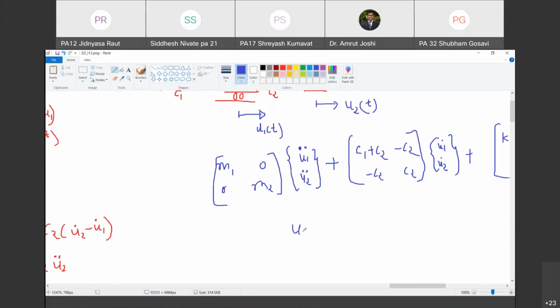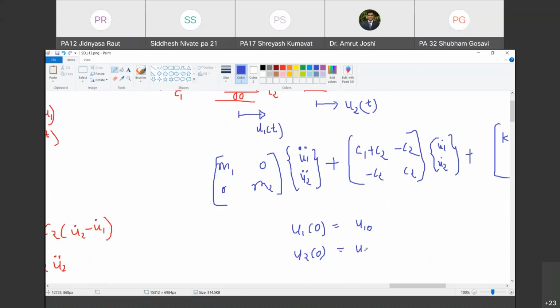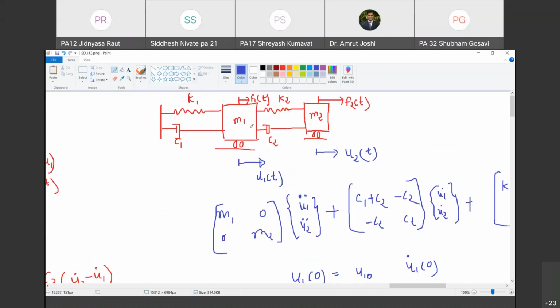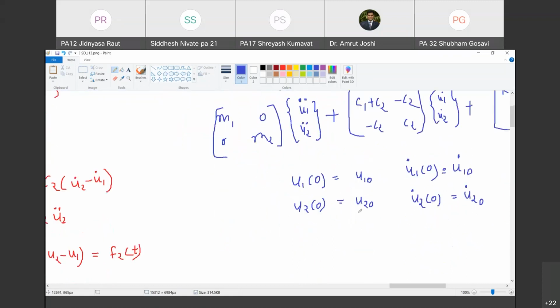So therefore देखो बाउंड्री कंडीशन किस तरीके से होगी. u1 of 0, that is u1 at time t equal to 0 is u1 0. Are you with me? u2 of 0, that is m2 का displacement at time t equal to 0 is u2 0. Happy? u1 dot of 0, that is velocity of mass m1 at time t equal to 0 is u1 dot 0. Happy? Yes, sir. And velocity of mass 2 at time t equal to 0 is u2 dot 0. These 4 quantities must be known. Then and then only you can solve these 2 differential equations.